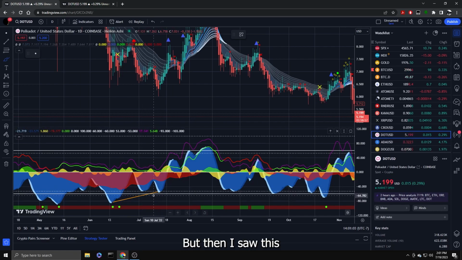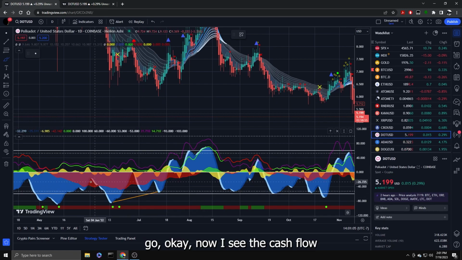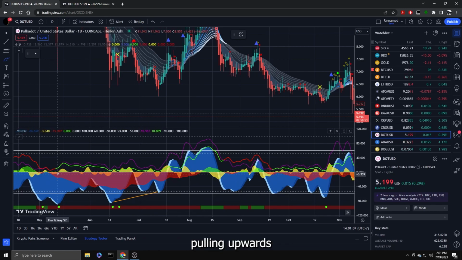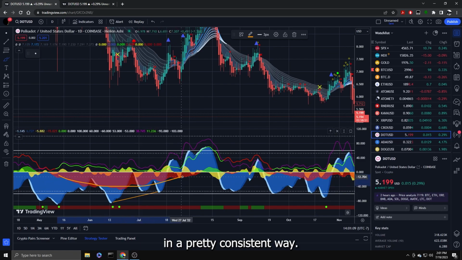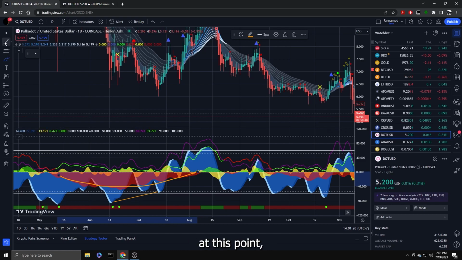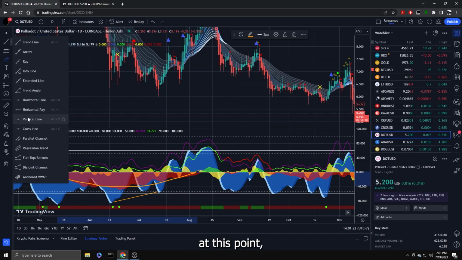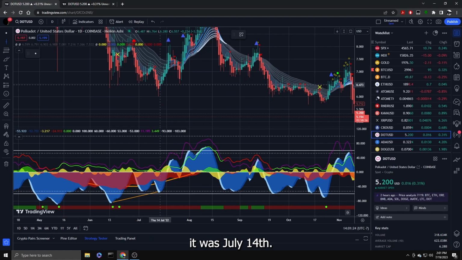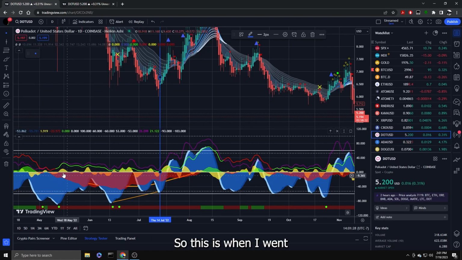I didn't know yet. But then I saw this second wave, and I go, okay, now I see the cash flow pulling upwards in a pretty consistent way. And so if I'm going to stretch out time, I go, it'll probably turn in the green somewhere in the mid to late August. Now remember, at this point, it was July 14th.